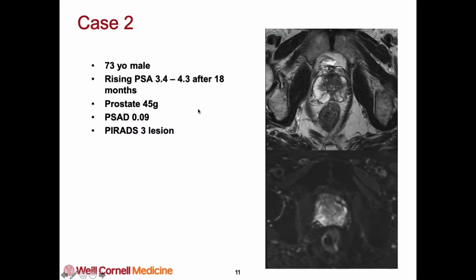So the second case was a 73-year-old male with a rising PSA, not significant, 3.4 to 4.3 after 18 months. His prostate was moderately enlarged at 45 grams and his PSA density was 0.9. His PIRADS lesion was a 3. So based on this information, how many would proceed with a biopsy? No one would. We're going to do a biopsy, okay.